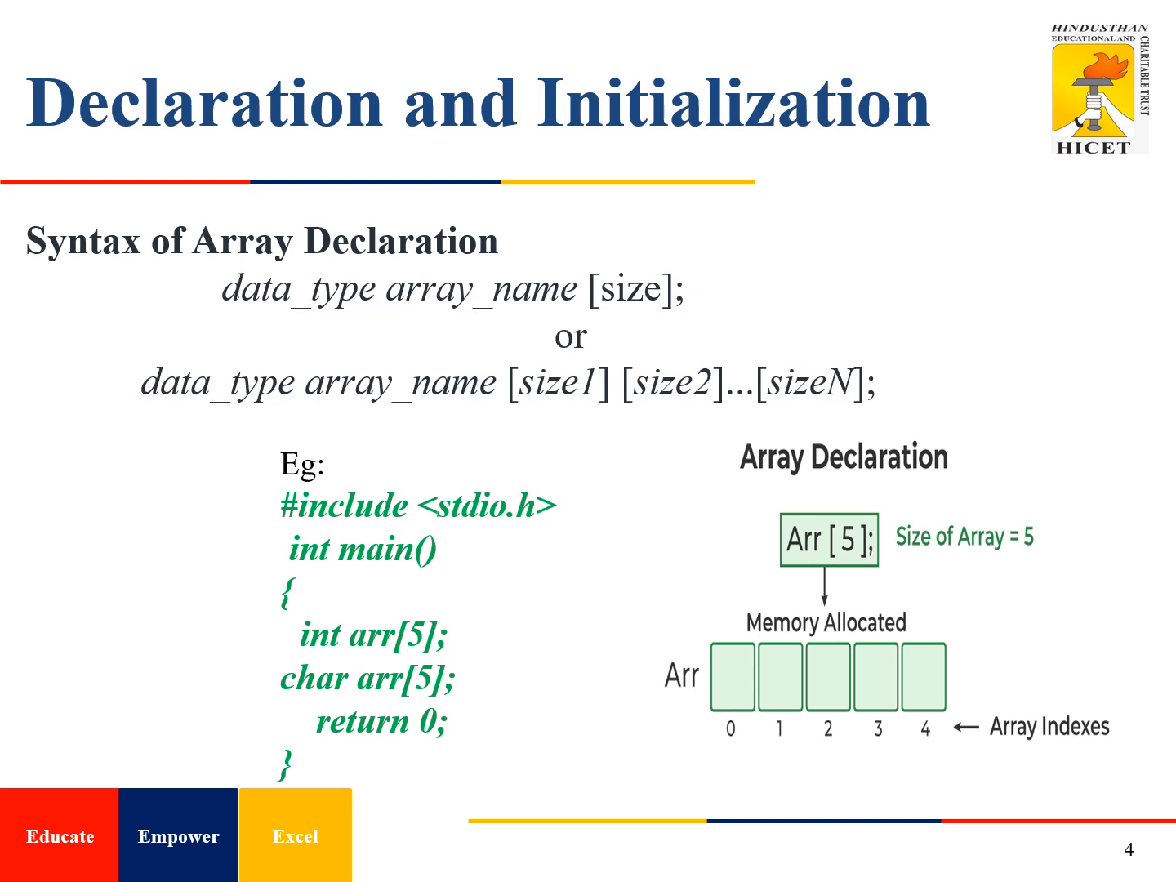This is an example, a bit of code. My array size is 5 and my array name is ARR. The memory allocated for this ARR of 5 is 0, 1, 2, 3, and 4. I'm having size of 5, right? So here I'm creating memory locations starting from 0 to 4. That means 5 locations I'm creating.